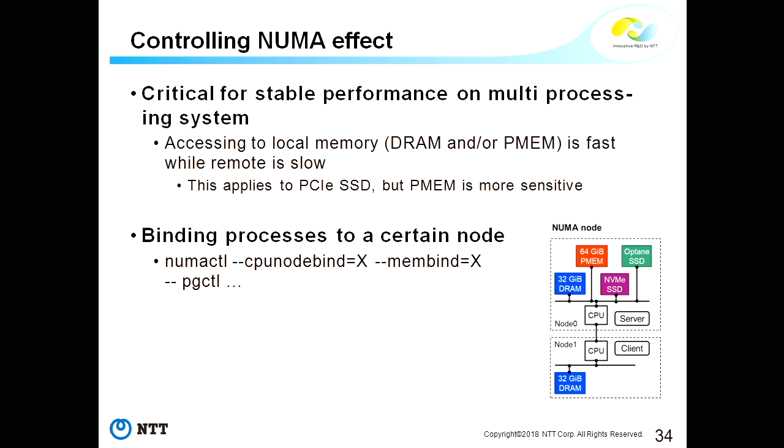And controlling the NUMA effect is critical for stable performance on a multiprocessing system. The operating system schedules which process runs on which core. So your process can run on either node 0 or node 1 if you don't control it explicitly. So to control this, you can use the numactl command to bind processes to a certain node or certain core. Here, if you assign 0 to X, your process runs on node 0 only and never runs on node 1.